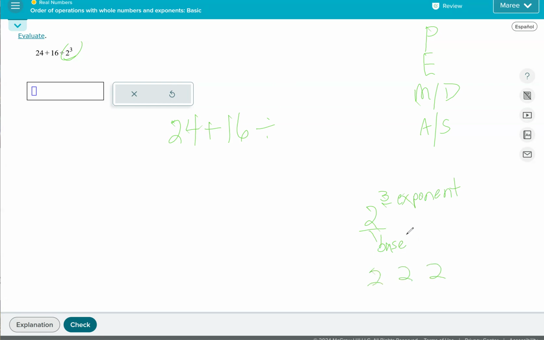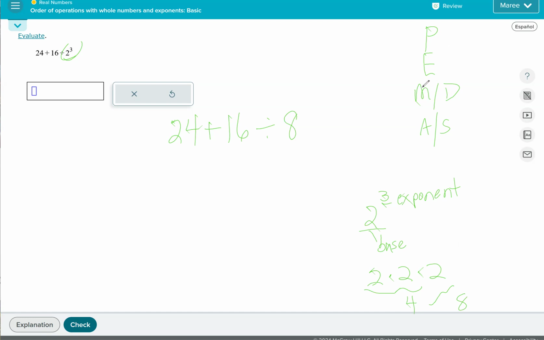And then exponents, that's actually repeated multiplication. So we're going to multiply 2 times 2, which is 4, and then we times that by 2, and we get 8. So we have this here, okay? So our 2 to the third power, or 2 cubed, is 8. Now, so we did our exponents.